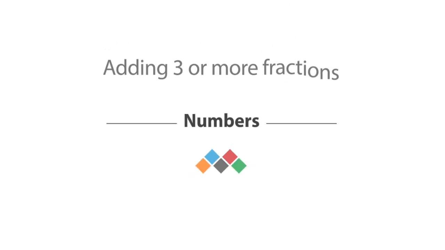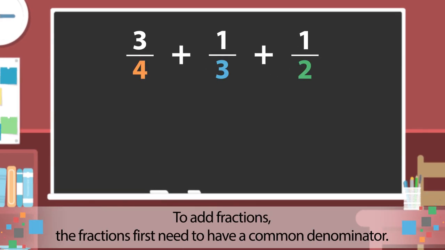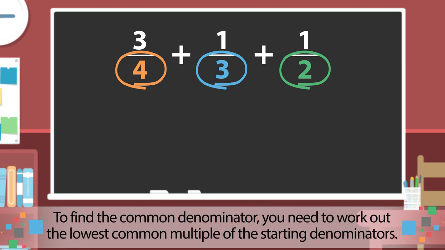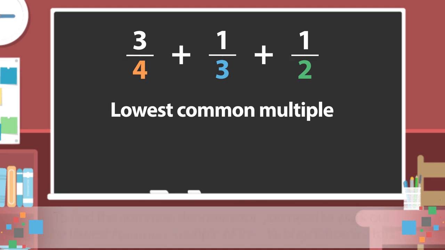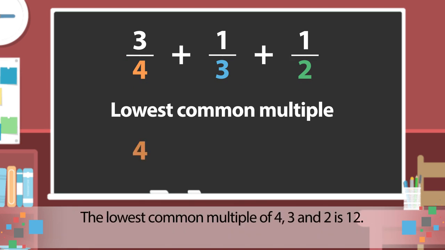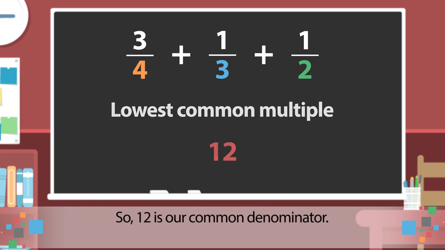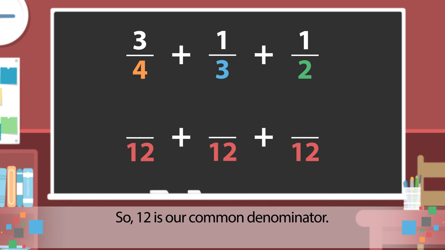Adding 3 or more fractions. To add fractions, the fractions first need to have a common denominator. To find the common denominator, you need to work out the lowest common multiple of the starting denominators. The lowest common multiple of 4, 3 and 2 is 12. So 12 is our common denominator.